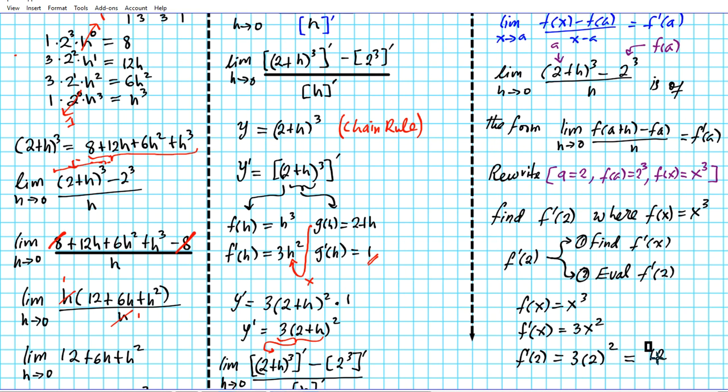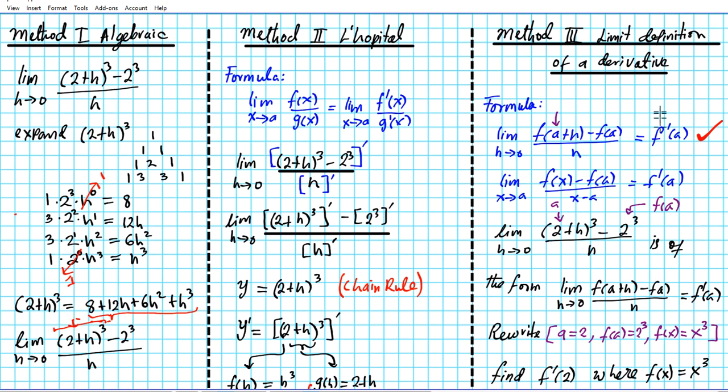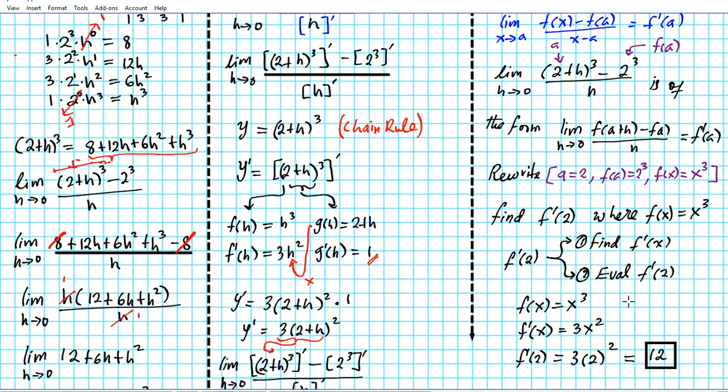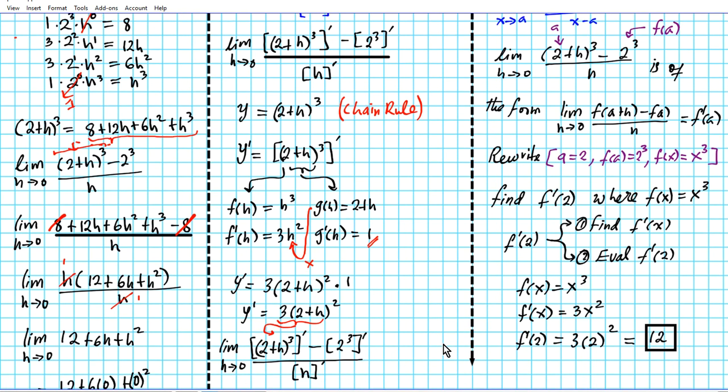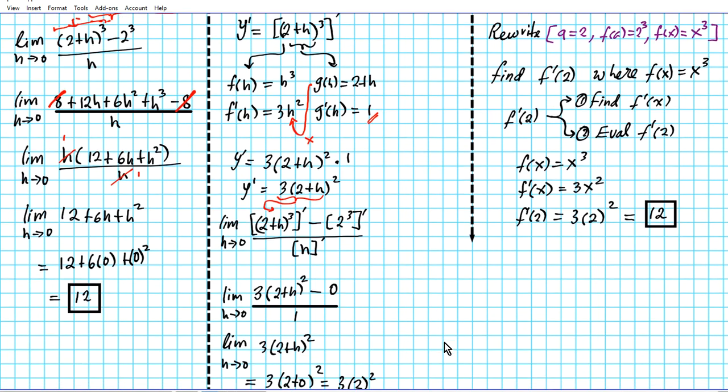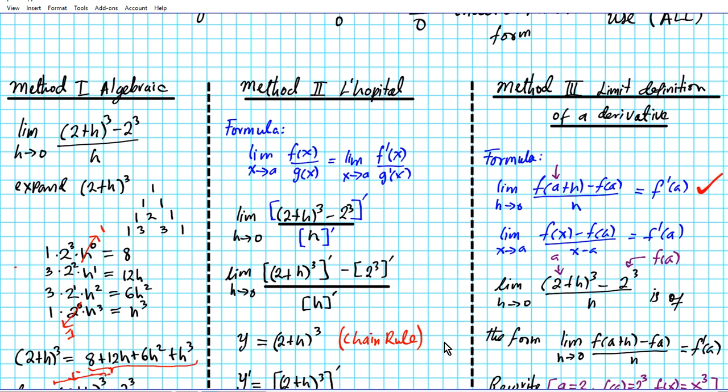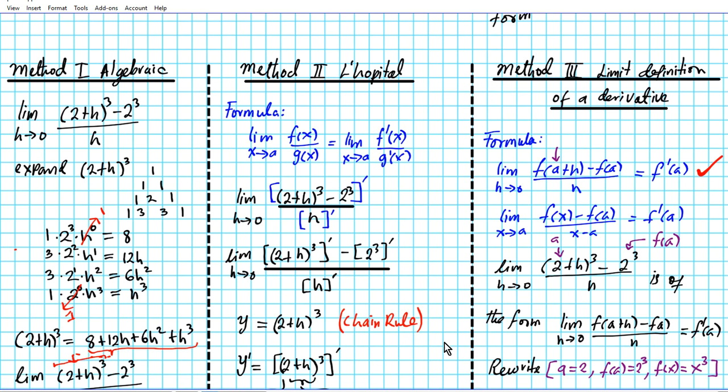Okay? So whenever you're given a limit, an indeterminate limit that's in the form of a limit definition, I would strongly suggest to just use this method right here, because all you need to do is identify f of x and a, and you could do it in seconds. The other methods could be really complicated depending on the nature of the problem. Okay, so this is basically how you find limits of indeterminate forms using algebraic manipulation, L'Hopital's rule, and limit definition of a derivative.